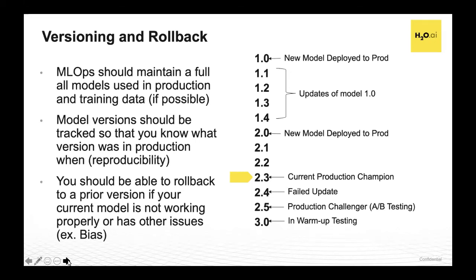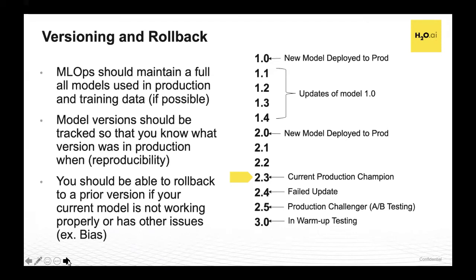The other thing that could happen is I could be running, let's say, 2.3, something goes wrong, and I want to roll back to a prior model, like 2.2. I should have that model ready to go and ready to redeploy, and update the production model with my 2.2 version.